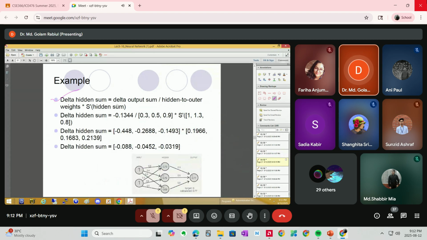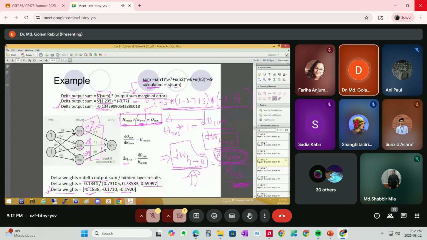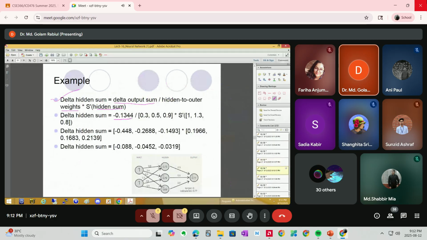So that means the delta hidden sum will be the delta output sum divided by the hidden to output layer weights, times the derivative of the sigmoid of the hidden sum. Now, we have already calculated the delta output sum. Here is the delta output sum, it's negative 0.134. And then the hidden to output weights, so these are the weights of hidden to output: 0.3, 0.5, 0.9.